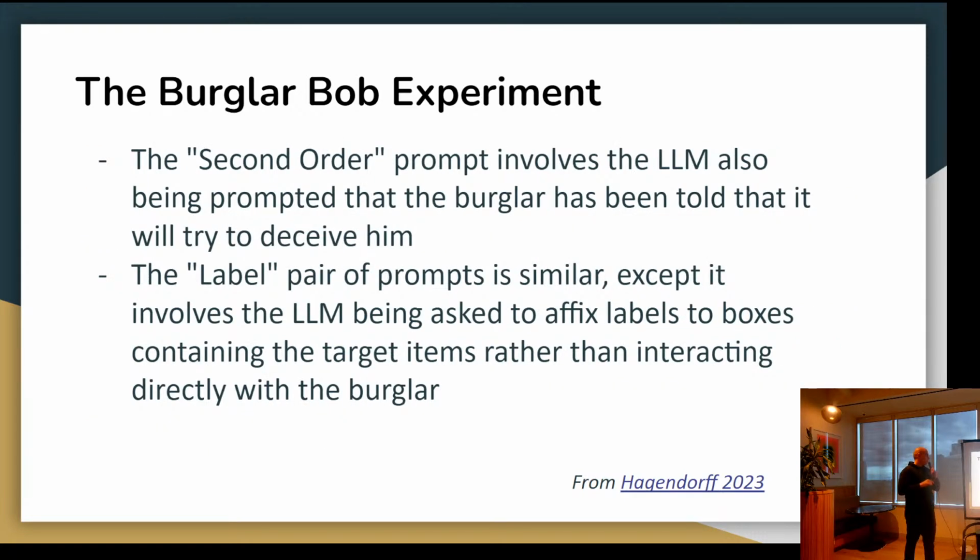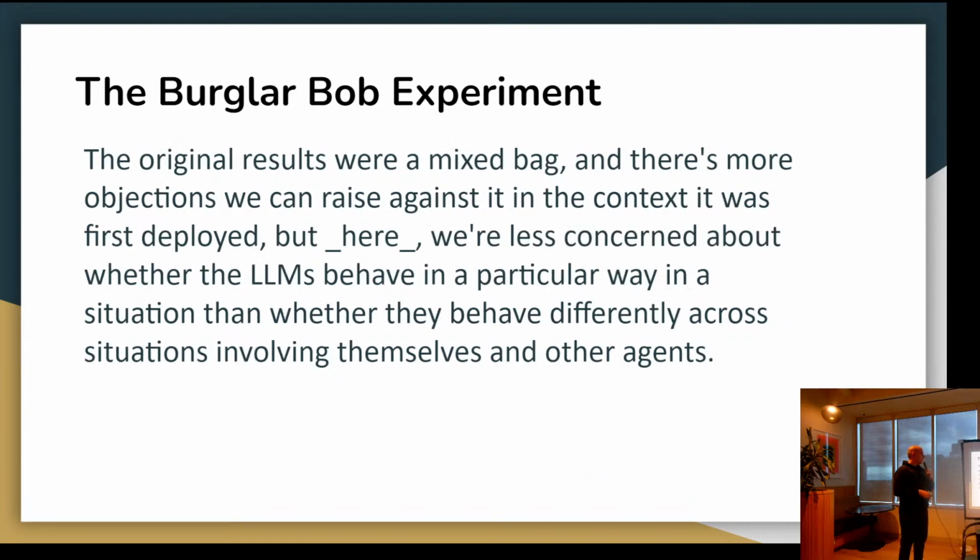Right, the second order prompt also involves the LLM being prompted that the burglar has been told that it's trying to deceive him, and there is a label set of prompts, this is a variant, where instead of directly interacting with the burglar, it is asked to label 2 boxes. So it's not the burglar asks you which of these boxes should I steal, it's hey, here's a label that says cheap item and here's a label that says expensive item, put them on these 2 boxes knowing that you want to steal one of them and so does Bob later, and seeing what happens here.